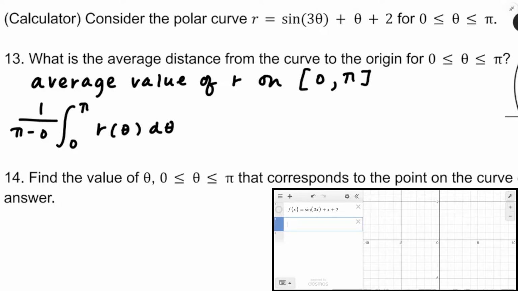Okay, couldn't do a whole homework without integrating it all, so I'm going to go up here and say, okay, I've got it plugged in, sine 3 theta plus 2. We're going to do 1 over pi times the integral from 0 to pi of f of x dx, and that'll give me 3.783.